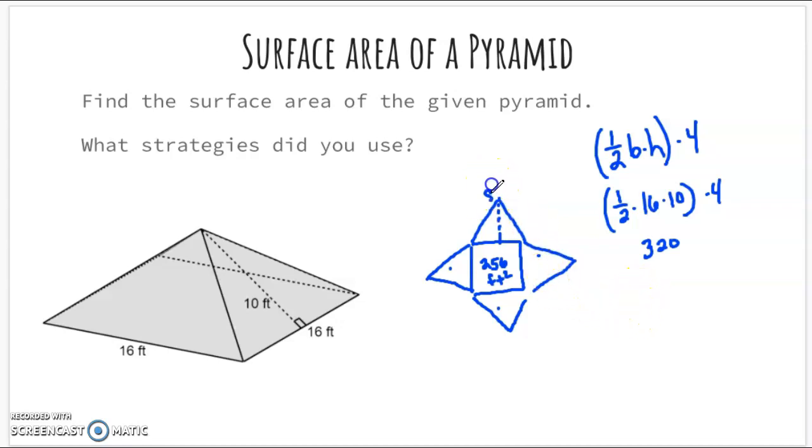So let's see here. This would be 80, 80, 80, and 80, right? Feet squared, feet squared, feet squared, feet squared, right? So I have 256 plus 320, which gives me 576 feet squared, or square feet. Okay.